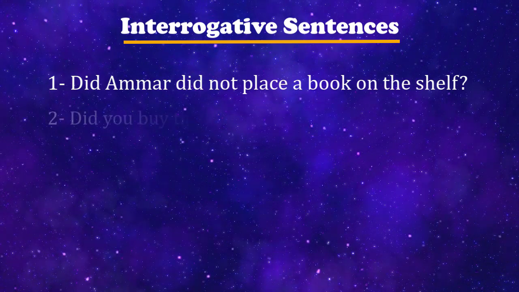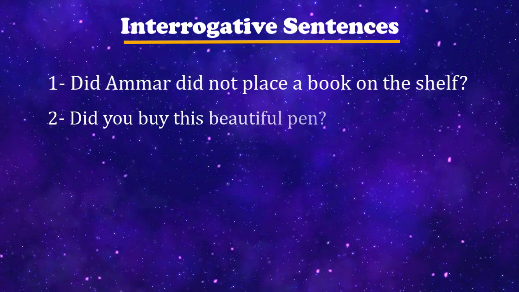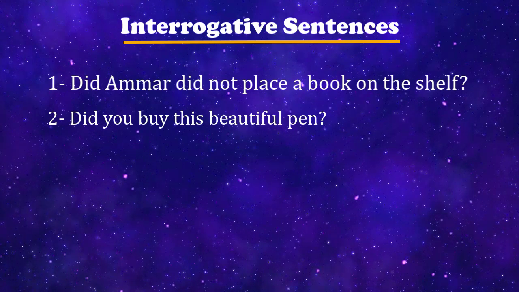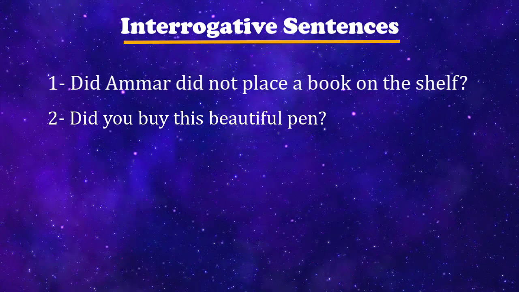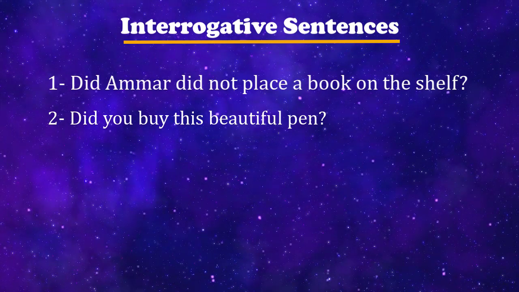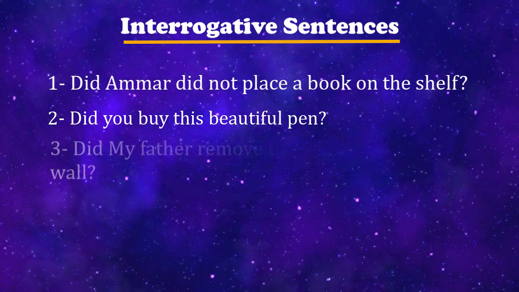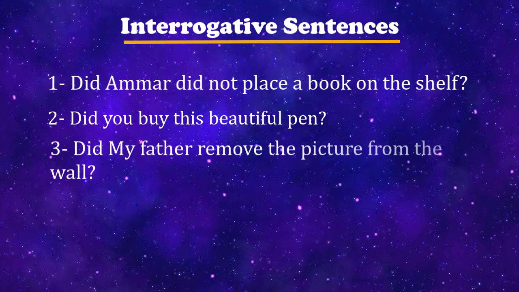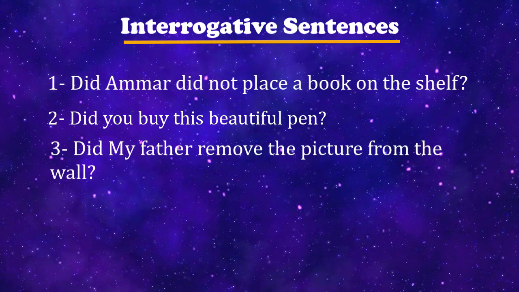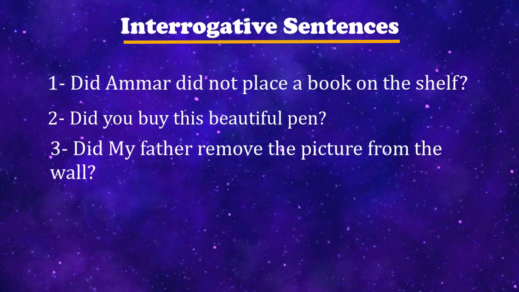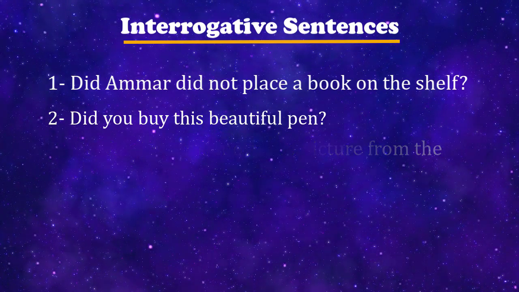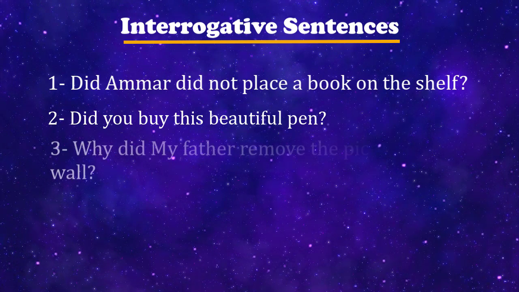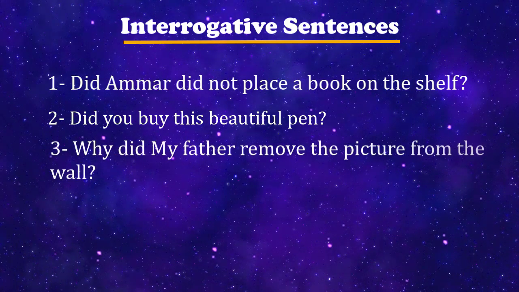Sentence number 2 is Did you buy this beautiful pen? Because we are using did at the beginning of the sentence, we will write the first form of the verb again. Sentence number 3. Did my father remove the picture from the wall? And remember, we can also put question words at the beginning of the sentence. Why did my father remove the picture from the wall?